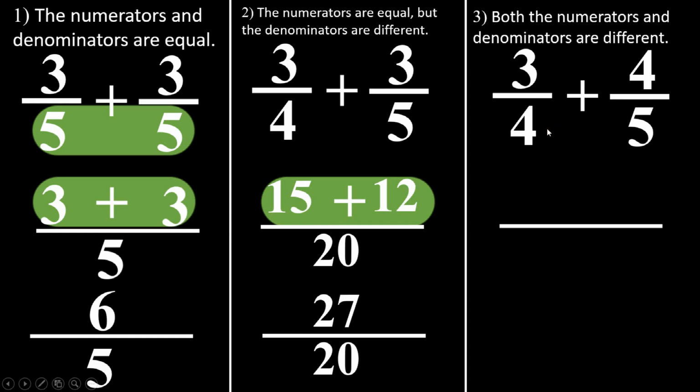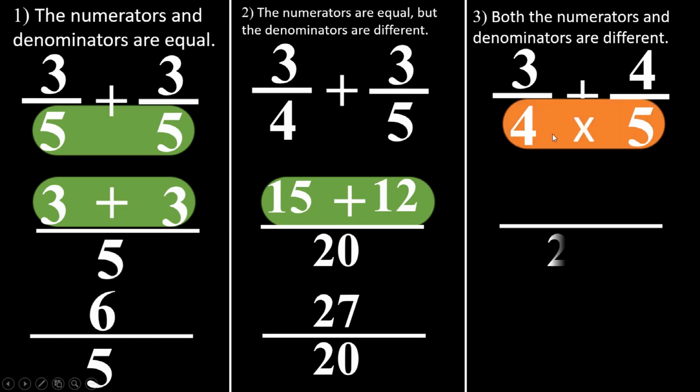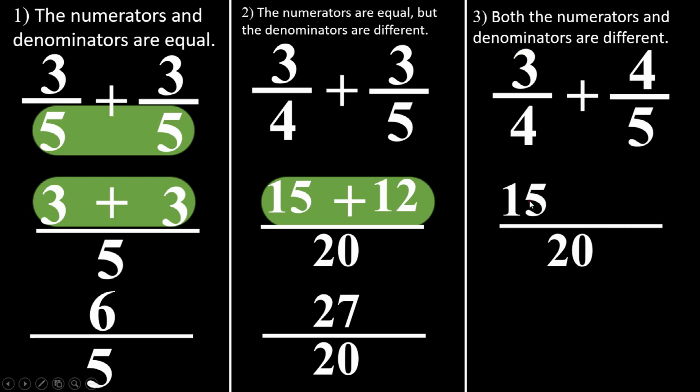Multiply the denominators, 4 times 5 is 20. Then cross-multiply the diagonals, 3 times 5 gives us 15, and 4 times 4 gives us 16. Add 15 plus 16, and your final result is 31 over 20.